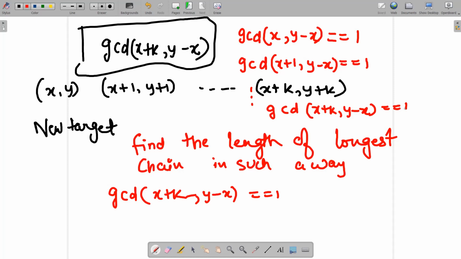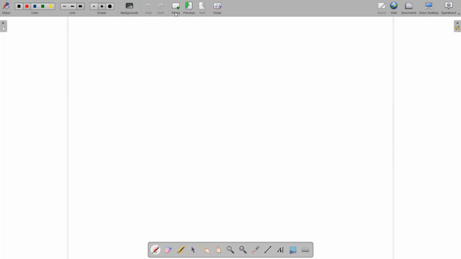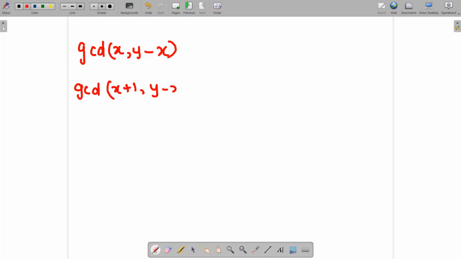Okay, so now let's move on to the next part, how we are going to find the desired length of the longest chain. We have the pairs. So let's write down the GCD part: GCD of x comma y, then we have GCD of x plus 1 comma y, sorry, I'm really sorry, this should be y minus x. GCD of x plus 1 comma y minus x, and it goes on with something like this: GCD of x plus k comma y minus x.